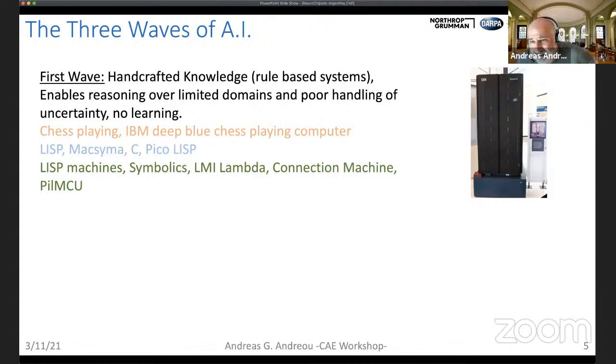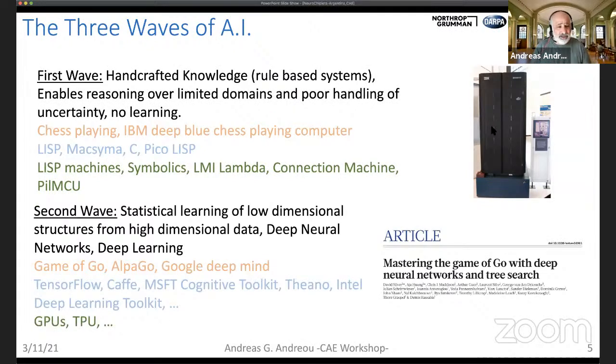I should point out that this IBM Deep Blue, in addition to the standard IBM hardware and software, actually had some specialized chips to do the search that helped it beat human chess players at that time. And of course, the programming environments at that time were Lisp and Maxima, and you had companies that tried to make specialized machines to really tackle the AI of that era. Then we have now the second wave of AI. And the second wave of AI started actually about 20 years ago.